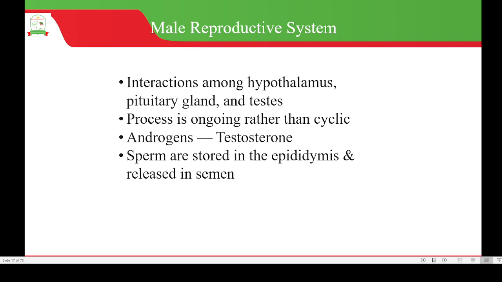The male reproductive system is mainly an interaction of the hypothalamus, the pituitary gland, and the testes that encompasses the whole of the male reproductive physiology. And the process is ongoing rather than cyclic. Sperms are stored in the epididymis and then released in the semen.